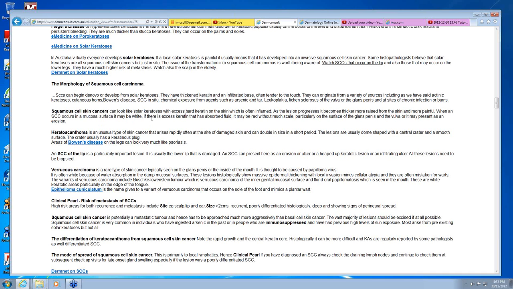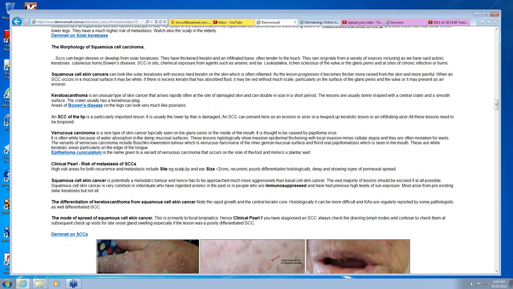Make sure you've got at least 4 to 5 millimeter margins on it, and make sure that there isn't any perineural spread, because if you've got a combination of a poorly differentiated SCC with perineural spread, you are going to have trouble. And always remember to feel the draining glands in an area where you've excised a poorly differentiated SCC. You actually should have felt them before you did the excision, but if the path comes back, make sure when you take the stitches out, you're examining the glands of that patient as well.